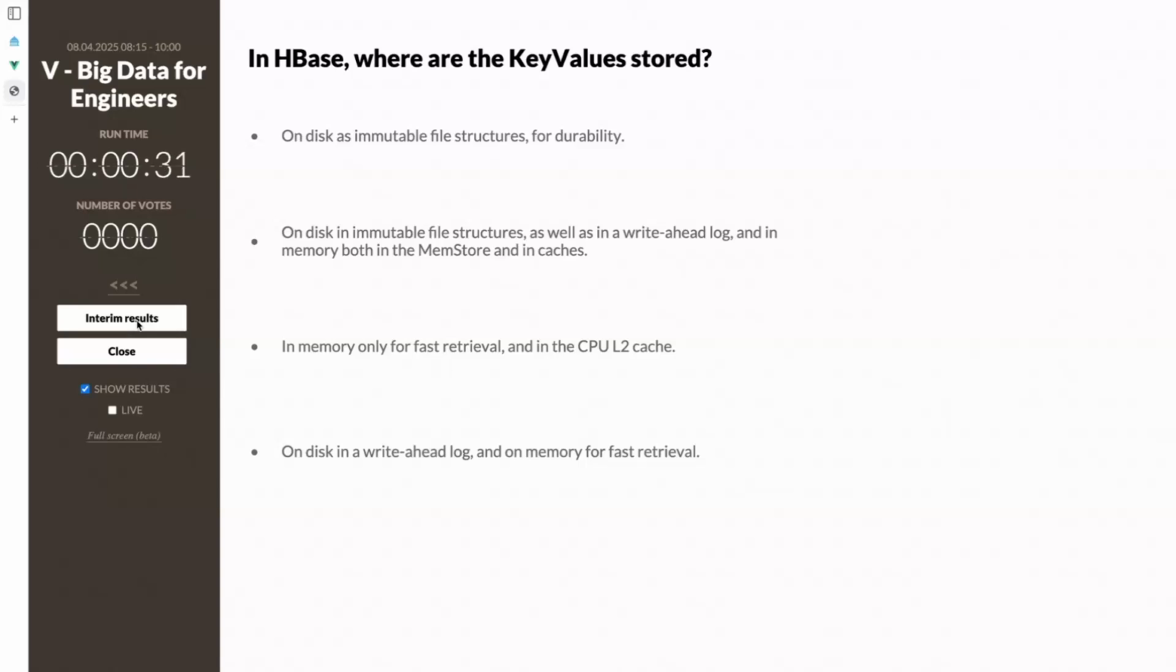Only on disk as immutable file structures, or on disk in immutable file structures, as well as in a write-ahead log and in memory, both in the mem store and in caches, or in memory only for fast retrieval and in the CPU L2 cache, or on disk in a write-ahead log and on memory for fast retrieval. All the places.